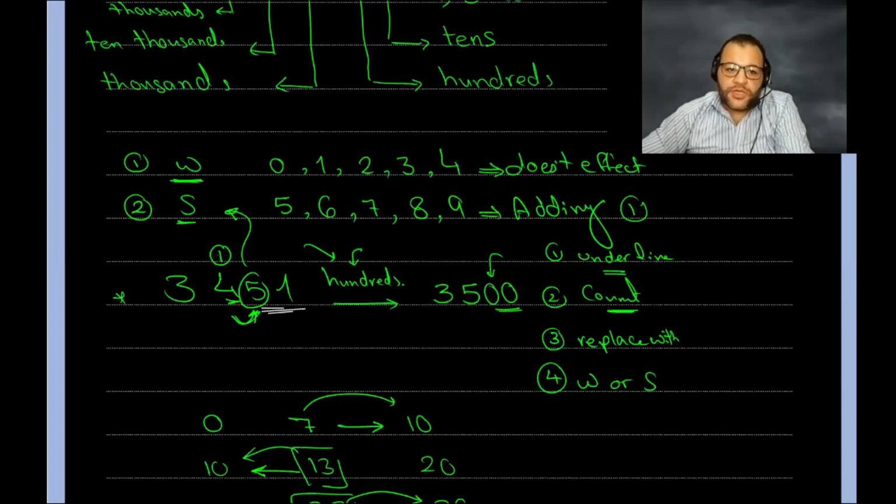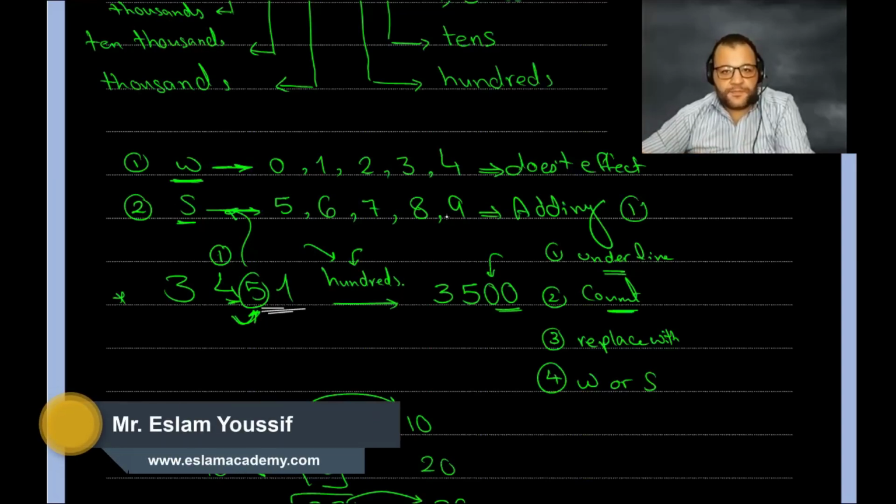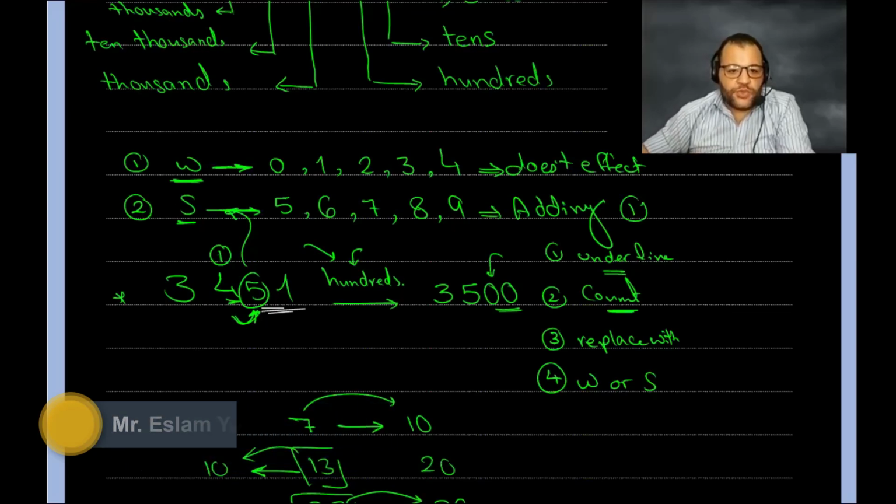What are the weak numbers? The weak numbers are 0, 1, 2, 3, and 4. What are the strong numbers? The strong numbers are 5, 6, 7, 8 and 9. If you find the number is a strong number, then it will add 1. If it's a weak number, it will do nothing. You understand it? The number at the right determines the rounding.